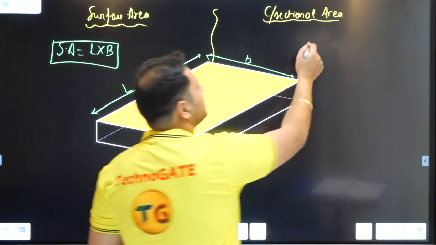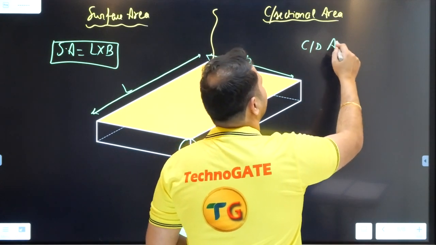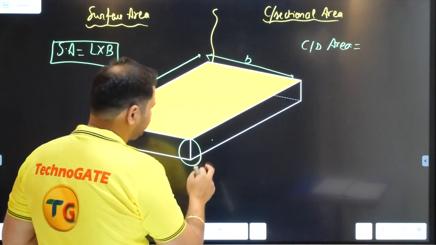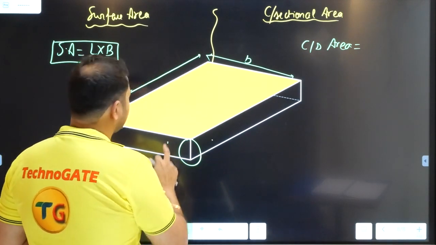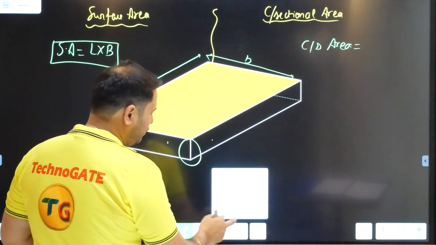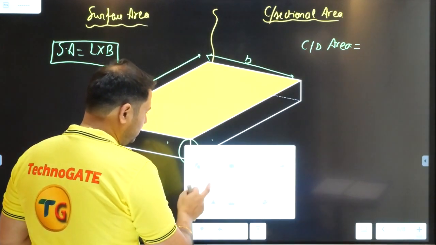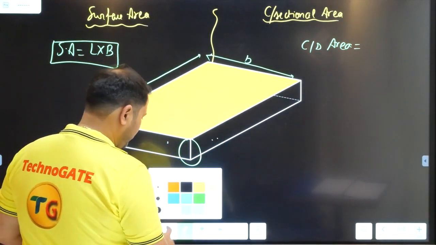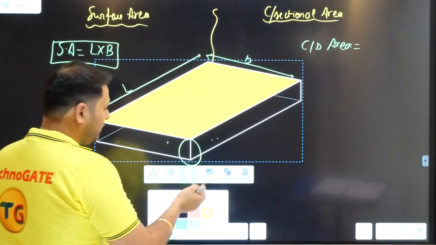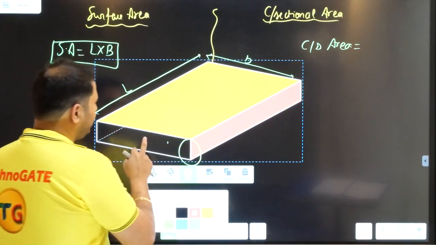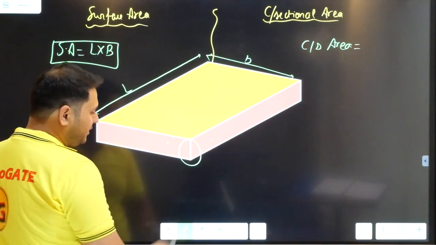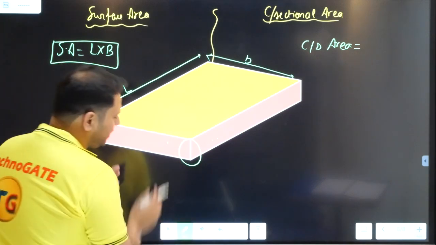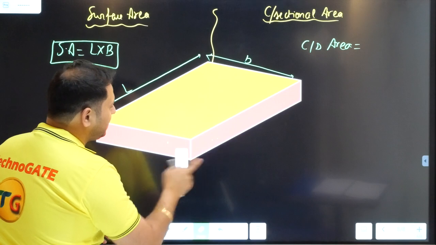Now when I write cross-sectional area, I'll show you the cross-sectional area with some other color, right? Alright, I'll make it on my own. See, this which I mentioned with the pink color, you must be able to see this part. I am mentioning it with pink color.